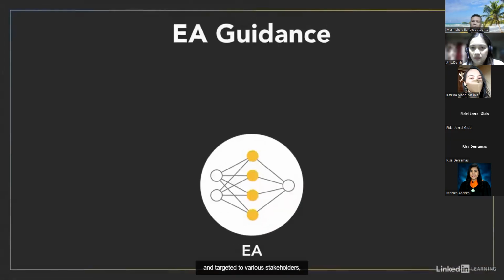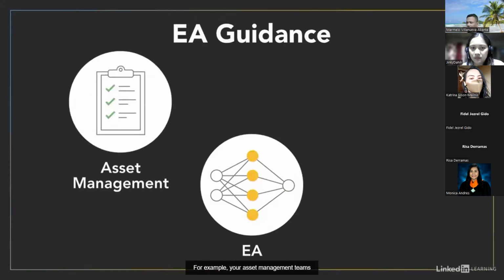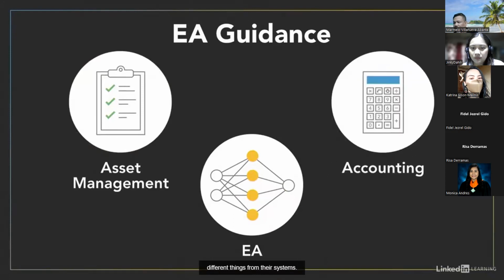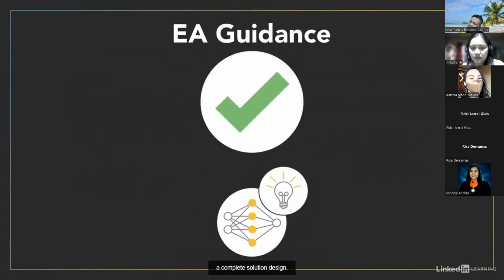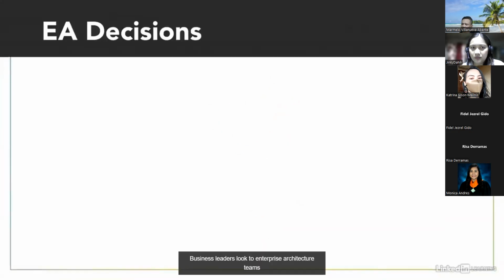EA guidance is tailored and targeted to various stakeholders, presenting the perspective most relevant to them. For example, asset management teams and accounting teams need different things from their systems. Each team's perspective is valid, and all varying concerns must be incorporated in solution design. EA departments have the skills and time to wrangle and reconcile all these different, sometimes competing concerns. Business leaders look to enterprise architecture teams to help them make some of the most important decisions they can make.